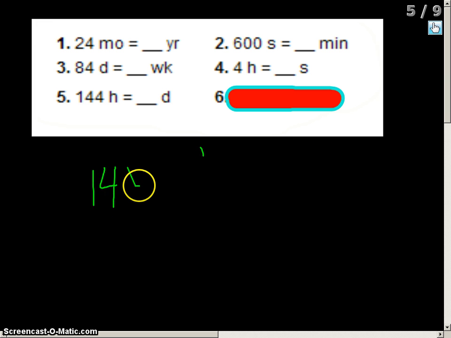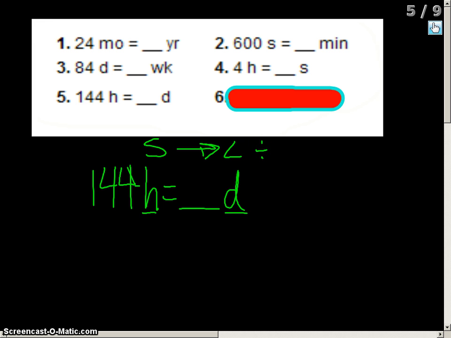Okay, we're going to do another problem now. 144 hours equals how many days? Okay, so what we're going to do, we need to figure out whether we're going from larger to smaller or smaller to larger. Okay, so we have hours in a day, so we're going to go from smaller to larger, and because of that we're going to divide. What are we going to divide by? We're going to divide by 24. Why are we going to divide by 24? Because there are 24 hours in one day.